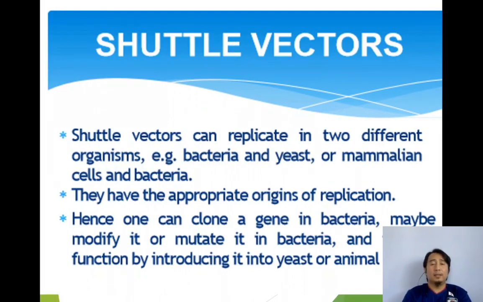Alright, then shuttle vector. Shuttle vector ni can replicate in two different organisms. Example, bacteria and yeast or mammalian cells and bacteria. They have appropriate origins of replication. Hence, one can clone a gene in bacteria, maybe modify it or mutate it in bacteria and test its function by introducing it into yeast or animal cells. So, shuttle vector ni dia boleh pakai kat dalam bacteria, yeast pun boleh pakai ataupun dalam mammalian pun boleh pakai. Okay, so it is suitable for different expression hosts. Okay, dia boleh pakai dalam expression host yang berbeza-beza. That's why we call it shuttle vector.